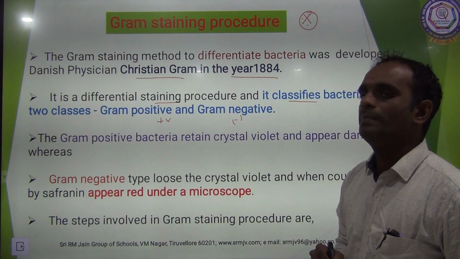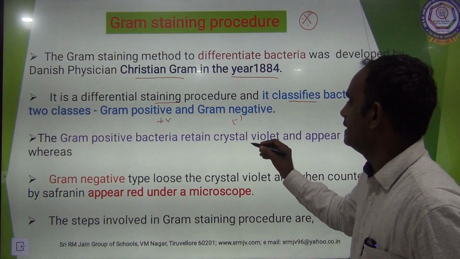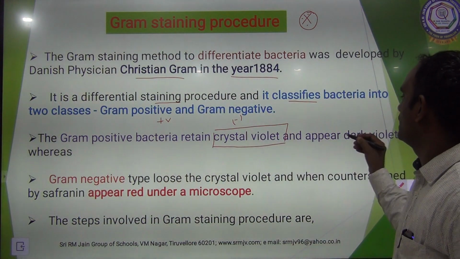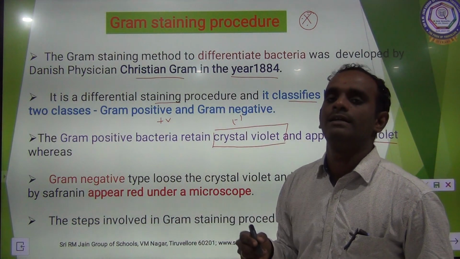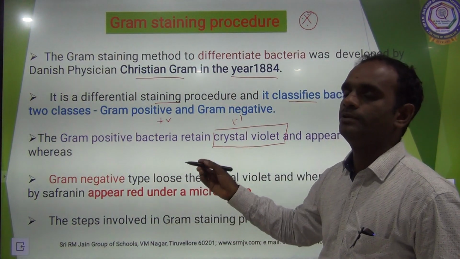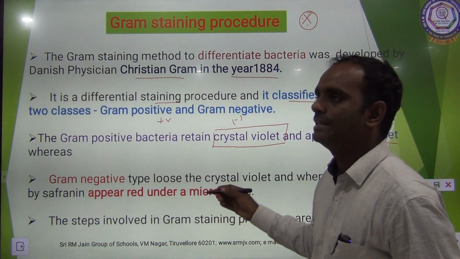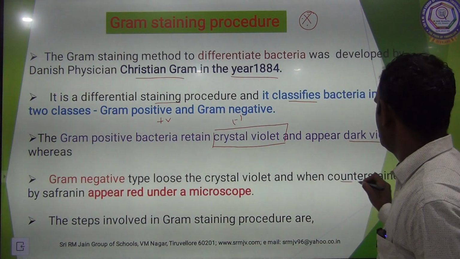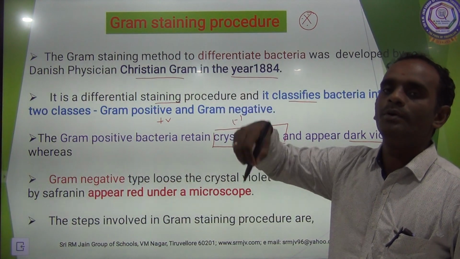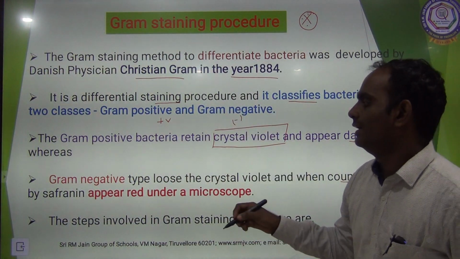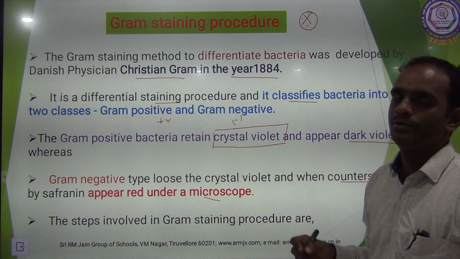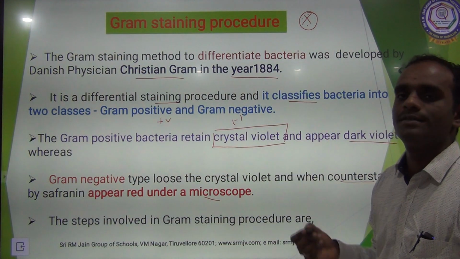Okay, the gram positive bacteria retain crystal violet. So the color is crystal violet and they appear dark violet in color, whereas gram negative bacteria lose their crystal violet, and when counter stained, by pouring safranin, they appear red under a microscope. Can you understand this concept, children?